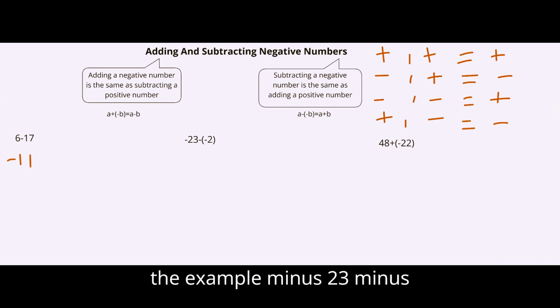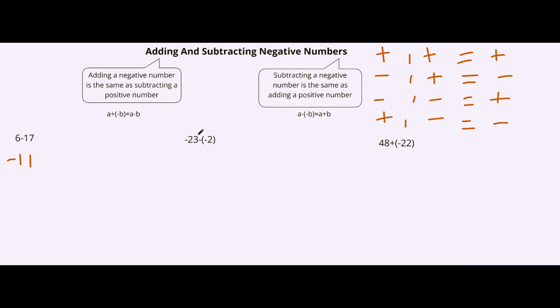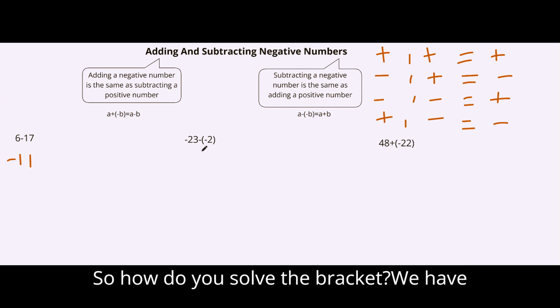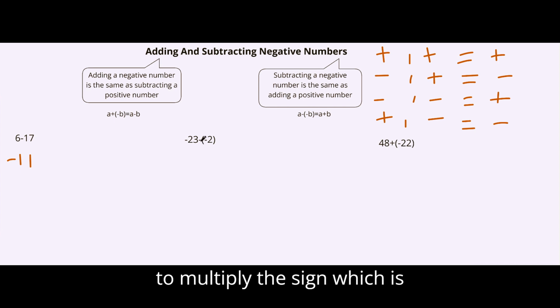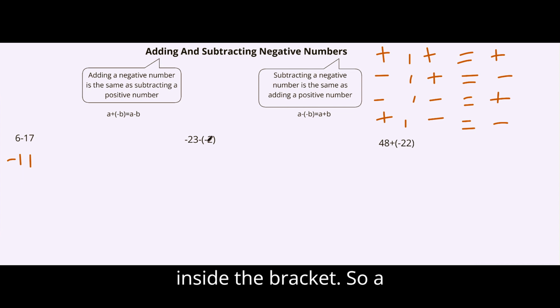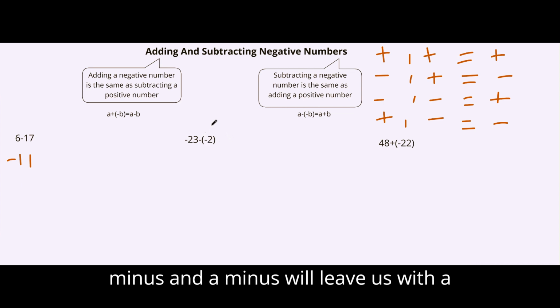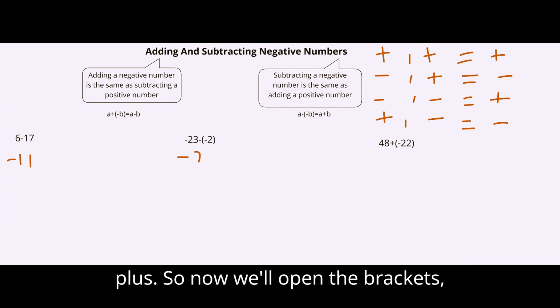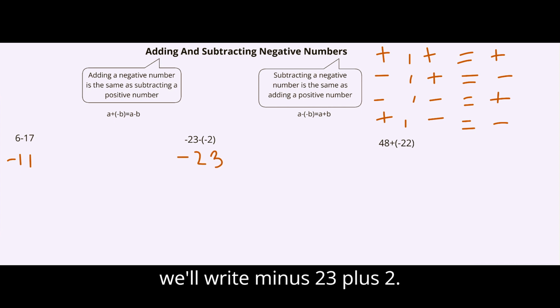Let's go on to the next example. We have the example minus 23 minus minus 2. Now in this example, we first solve the bracket. So how do you solve the bracket? We have to multiply the sign which is outside the bracket with the sign that is inside the bracket. So a minus and a minus will leave us with a plus. So now we'll open the brackets, we'll write minus 23 plus 2.